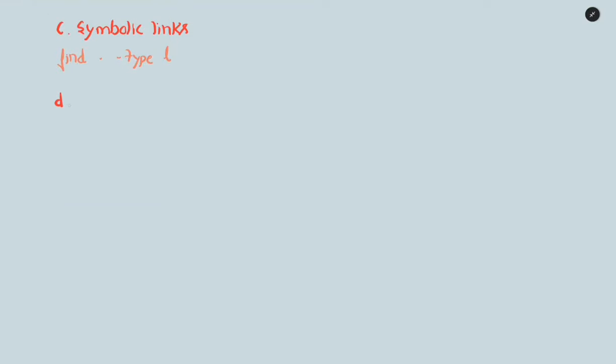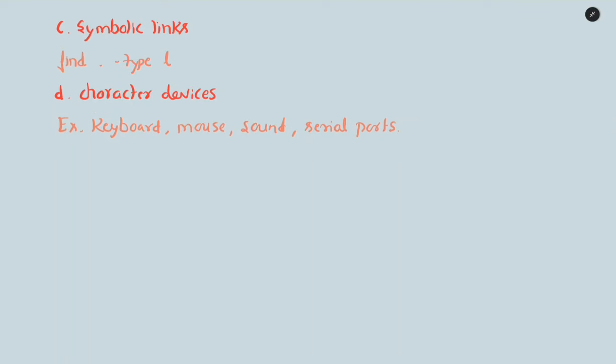Now character devices. So first, what is a character device? First, let's see the examples of character devices. Example: keyboard, mouse, sound device, or serial port. These all are character devices.